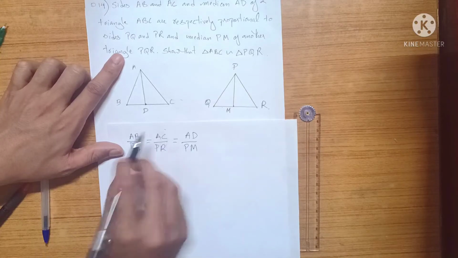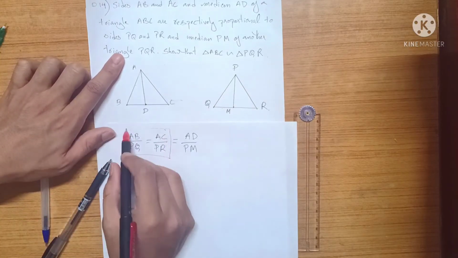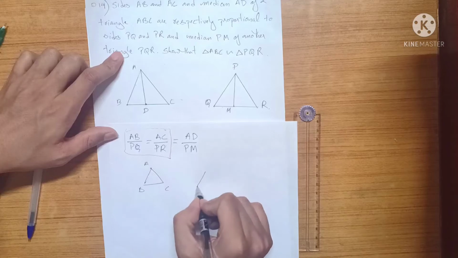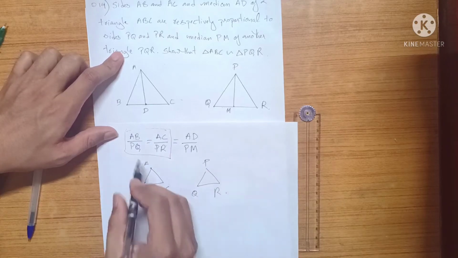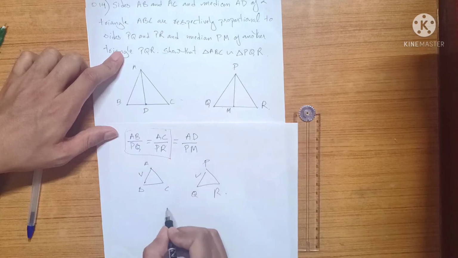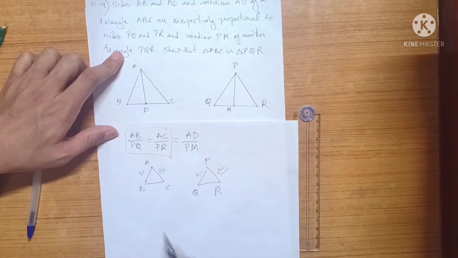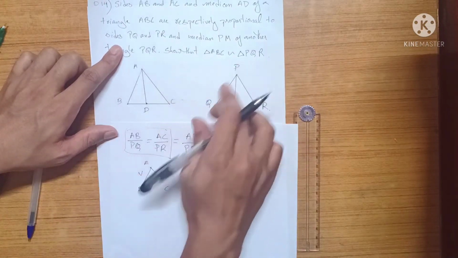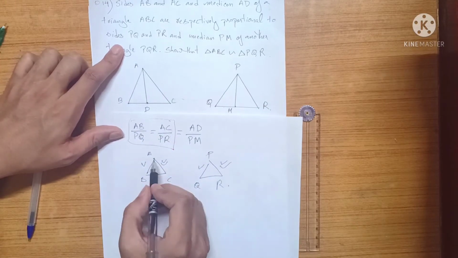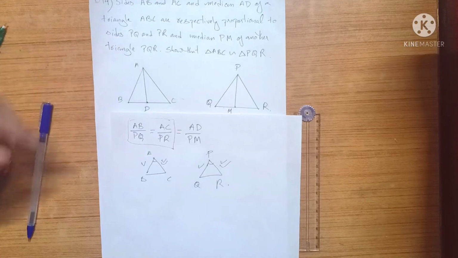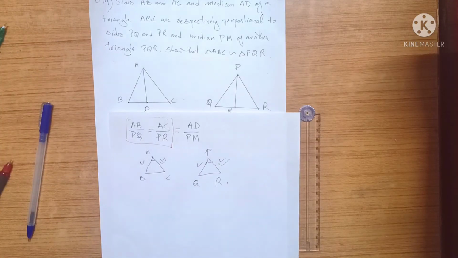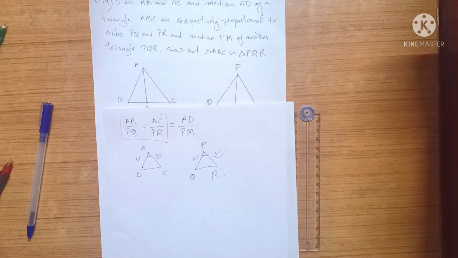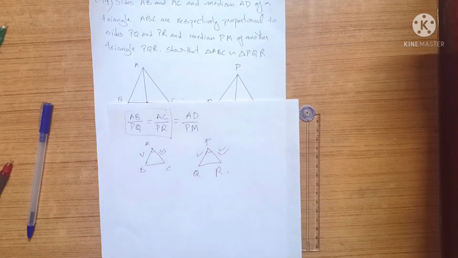If we look at only these two, in triangles ABC and PQR, AB by PQ equals AC by PR. Our goal is to show that ABC and PQR are similar. In order to show that, we need these two angles, angle A and angle P. But the angles are not given as equal, right? So we need to somehow prove that angle A and angle P are equal.